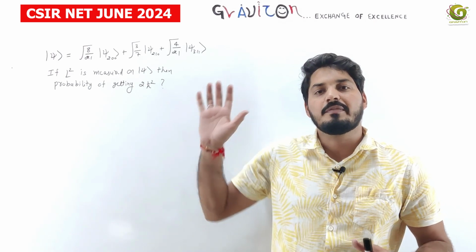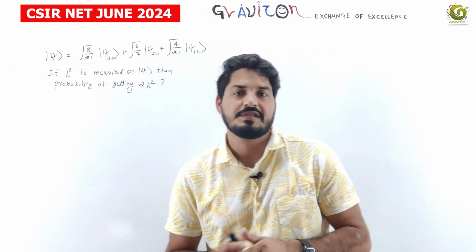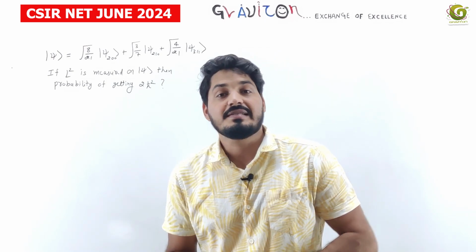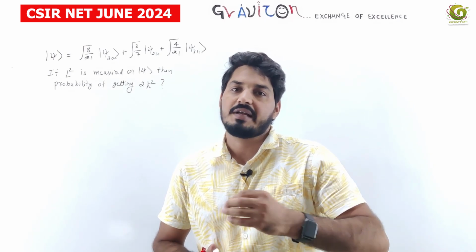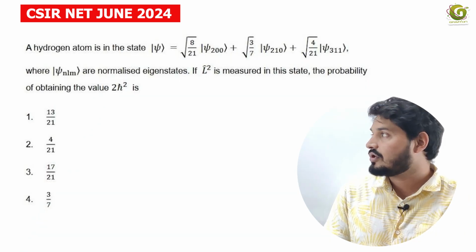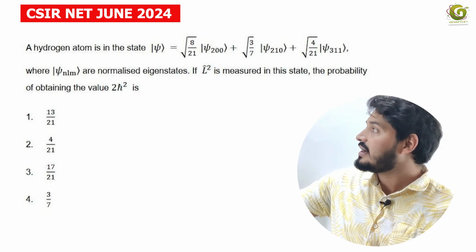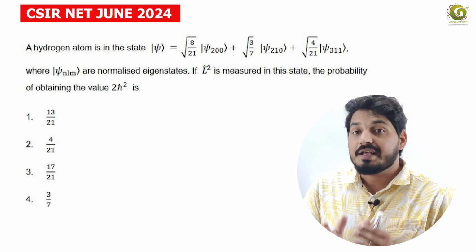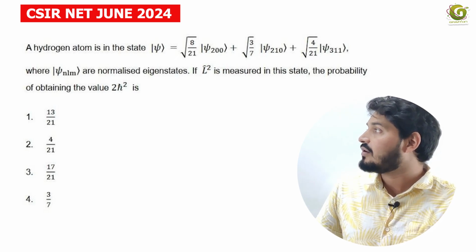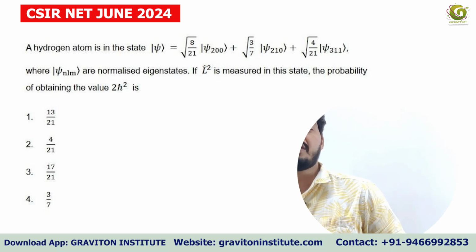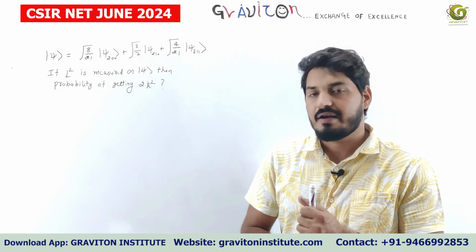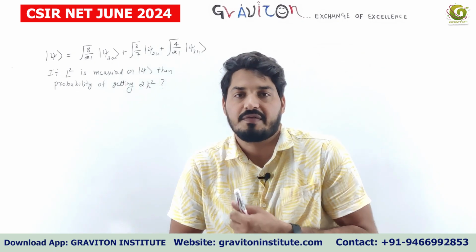Today we'll solve one more problem of quantum mechanics which has been asked in CSIR NET June 2024. This one is the simplest question that has been asked in this examination. You can see the question on the screen. For the hydrogen atom, a random state is given to you, and if L square is measured on this state, then find out the probability of getting 2ħ square. This 2ħ square is the eigenvalue and we have to find the probability of getting this one.